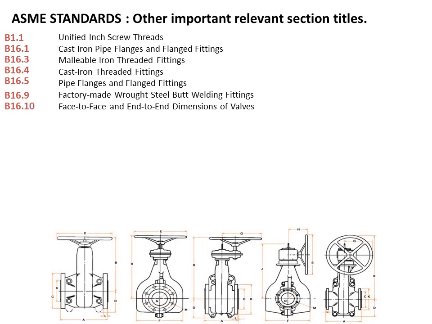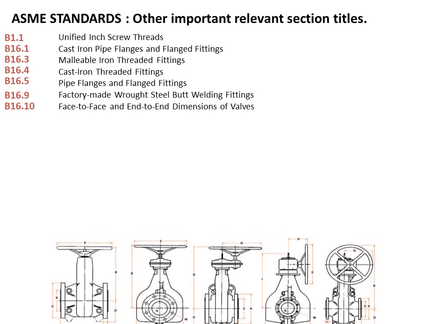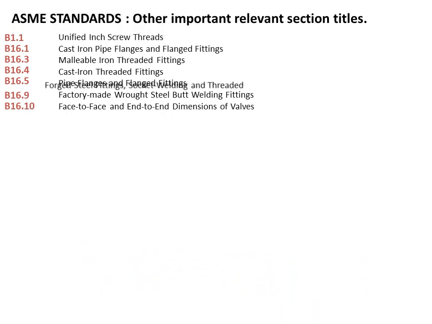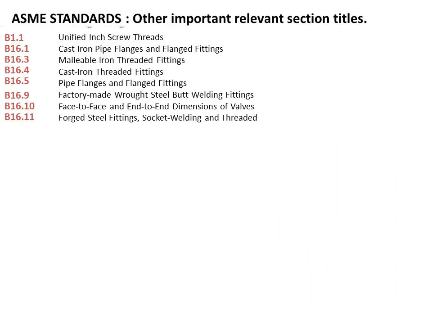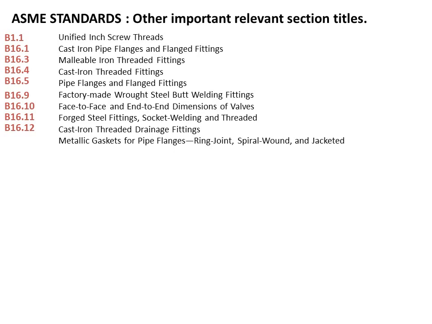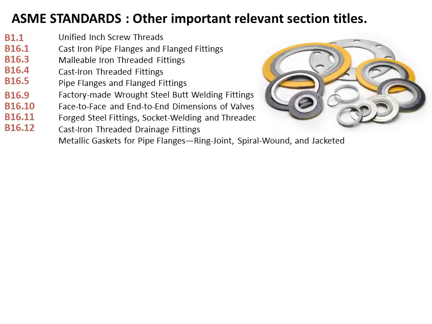Face-to-face and end-to-end dimensions of valves are illustrated in B16.10. For steel fittings, socket welding and threaded, they are governed in the B16.11 standard. Cast iron threaded drainage fittings are there in B16.12. Metallic gaskets for piping, flange, ring joint, spiral wound, and jacketed.